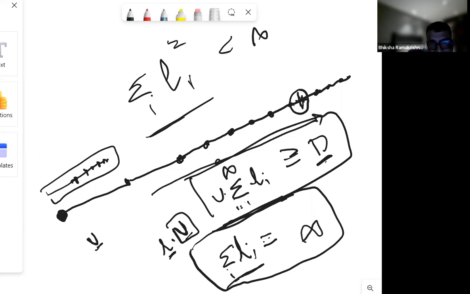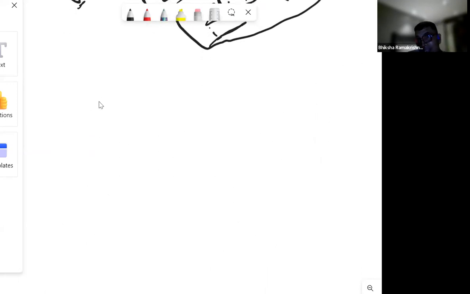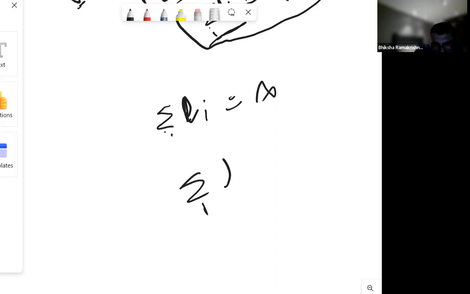Now, we want the squared value of the learning rate to be a convergent series, but the absolute value is not convergent. So we want the summation over i of Li to be infinite to account for the worst case, but at the same time we want the summation over i of Li squared to be finite. So is this making sense?